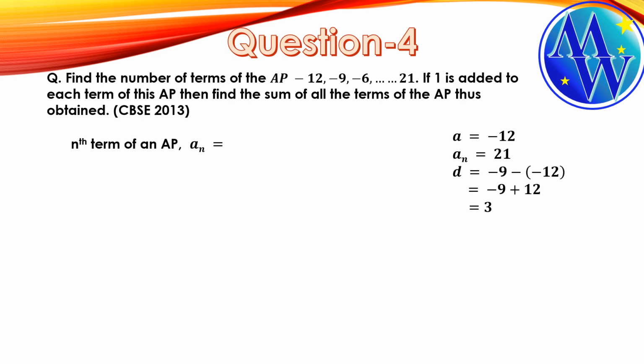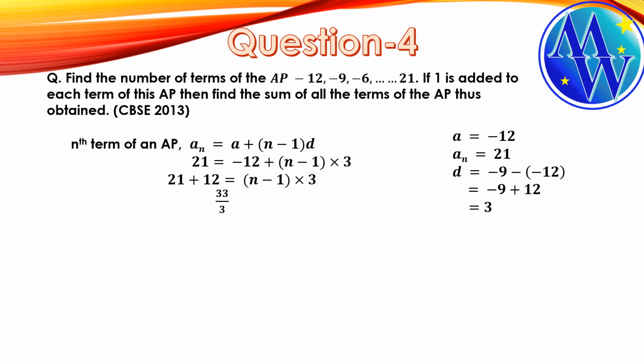We know nth term equals A plus (N minus 1) into D. Apply the values of A, the last term and D in this equation. It becomes 21 equals minus 12 plus (N minus 1) into 3. So 21 plus 12 equals (N minus 1) into 3. So 21 plus 12 is 33, right? So 33 divided by 3 equals N minus 1. 33 by 3 is 11, right? So N equals 11 plus 1, which equals 12. So the number of terms N equals 12. This is the answer of our first question.